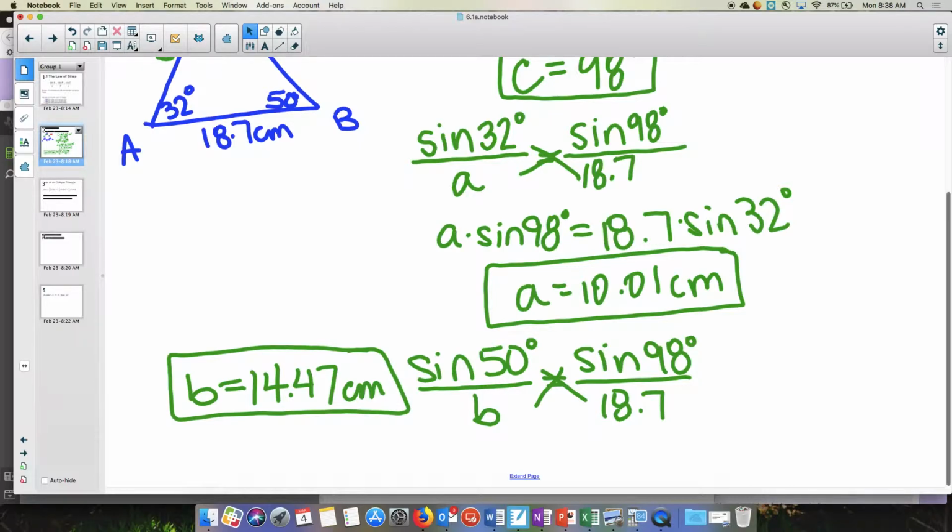Okay, kind of a nice change of pace, right? We're still doing trig, but we're using our calculator. Now, if you have the angle side scenario, your process is still going to be the same. You'll need to find the third angle and then from there set up your ratios. Just keep in mind, use as much given information as possible.